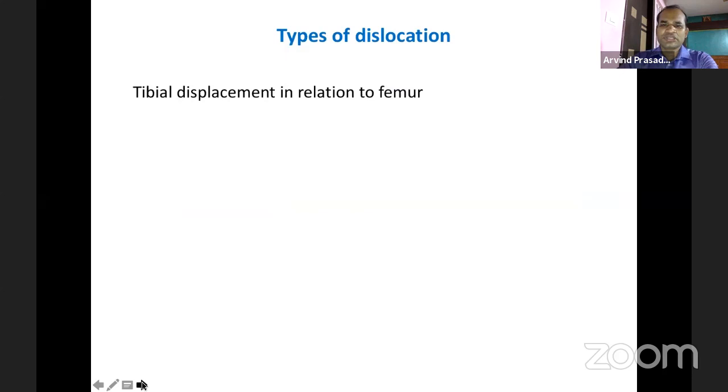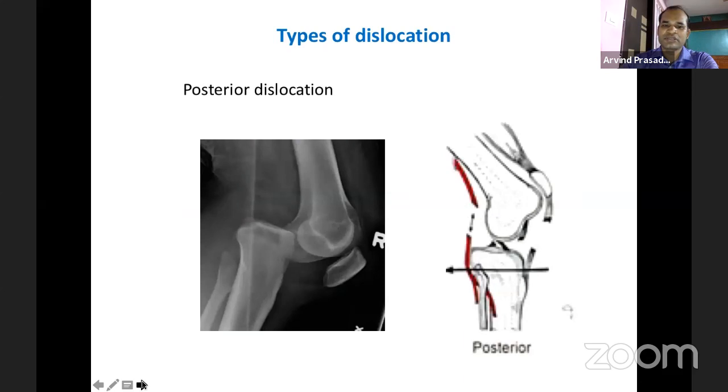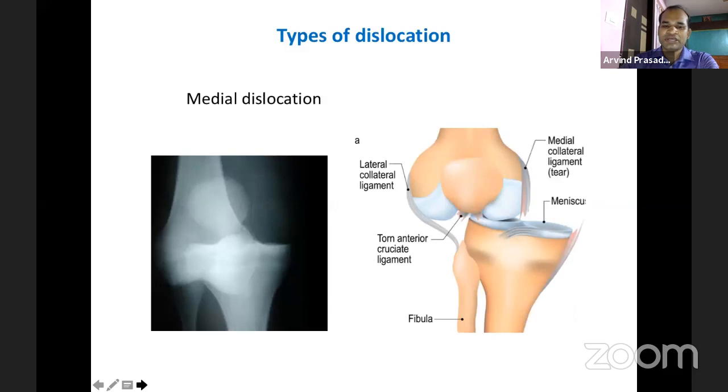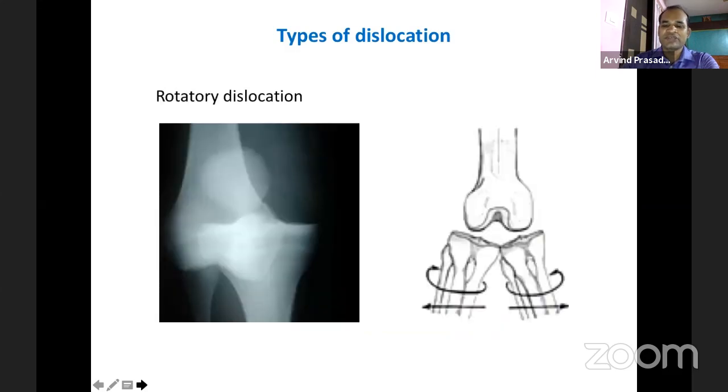About the types of dislocation of the knee joint, the tibial displacement in relation to the femur decides the type of dislocation. It's usually five types. Anterior dislocation is when the tibia dislocates anteriorly, and when the tibia dislocates posteriorly, it is called posterior dislocation. With medial displacement, it is medial dislocation. Similarly, on the lateral side, if the tibia displaces laterally, it is lateral dislocation. And when the dislocation has a rotatory component, it is called rotatory dislocation.